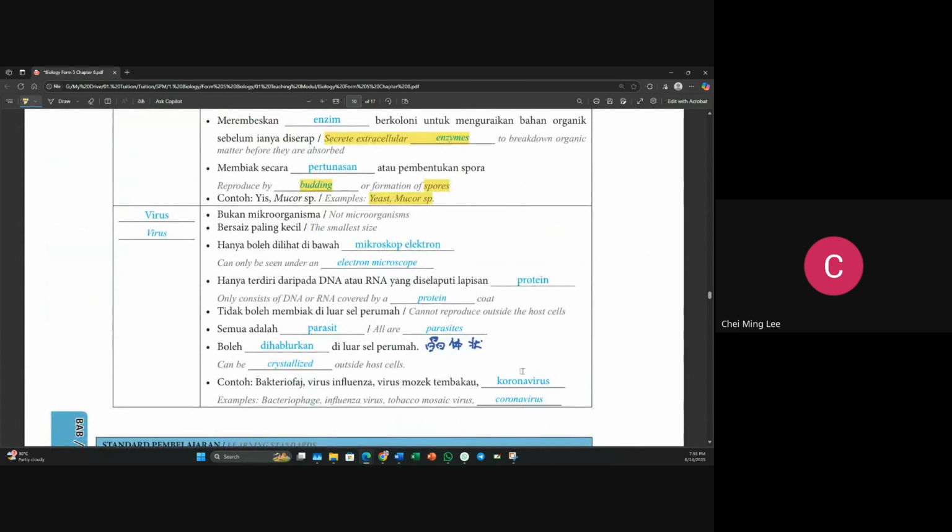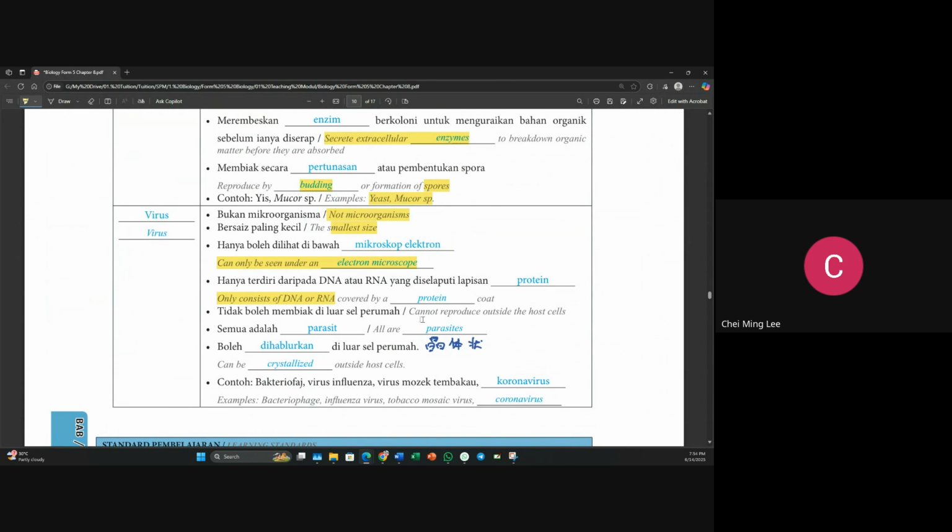Okay, now next, viruses. In short, because they don't carry out living activities, so they are not even microorganisms. Okay, but because we have nothing else, and they reproduce, so we still categorize it under microorganism. So they are the smaller size and can only be seen under electron microscope. Light microscope cannot because it's too small. So they only consist of DNA or RNA covered with a protein coat. Okay, because they don't have any organelle at all. So just a protein covered inside only DNA.